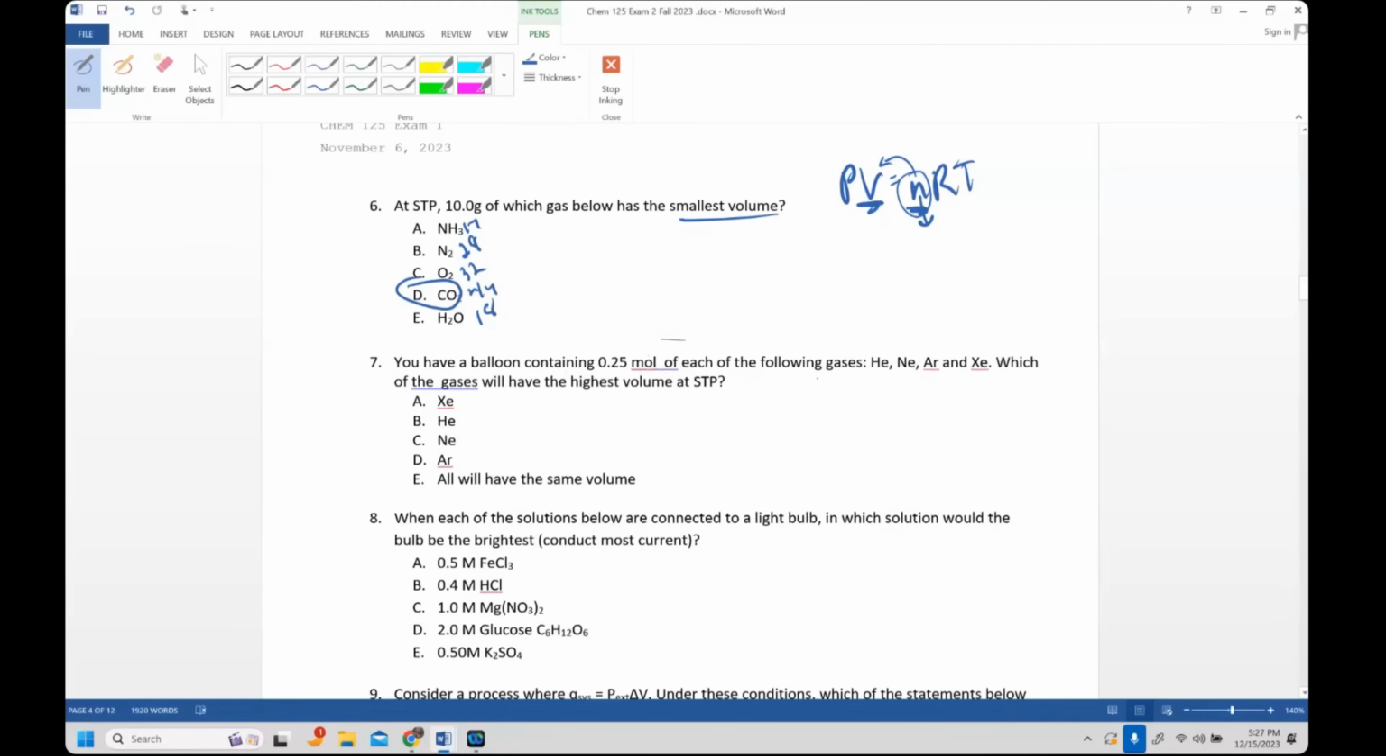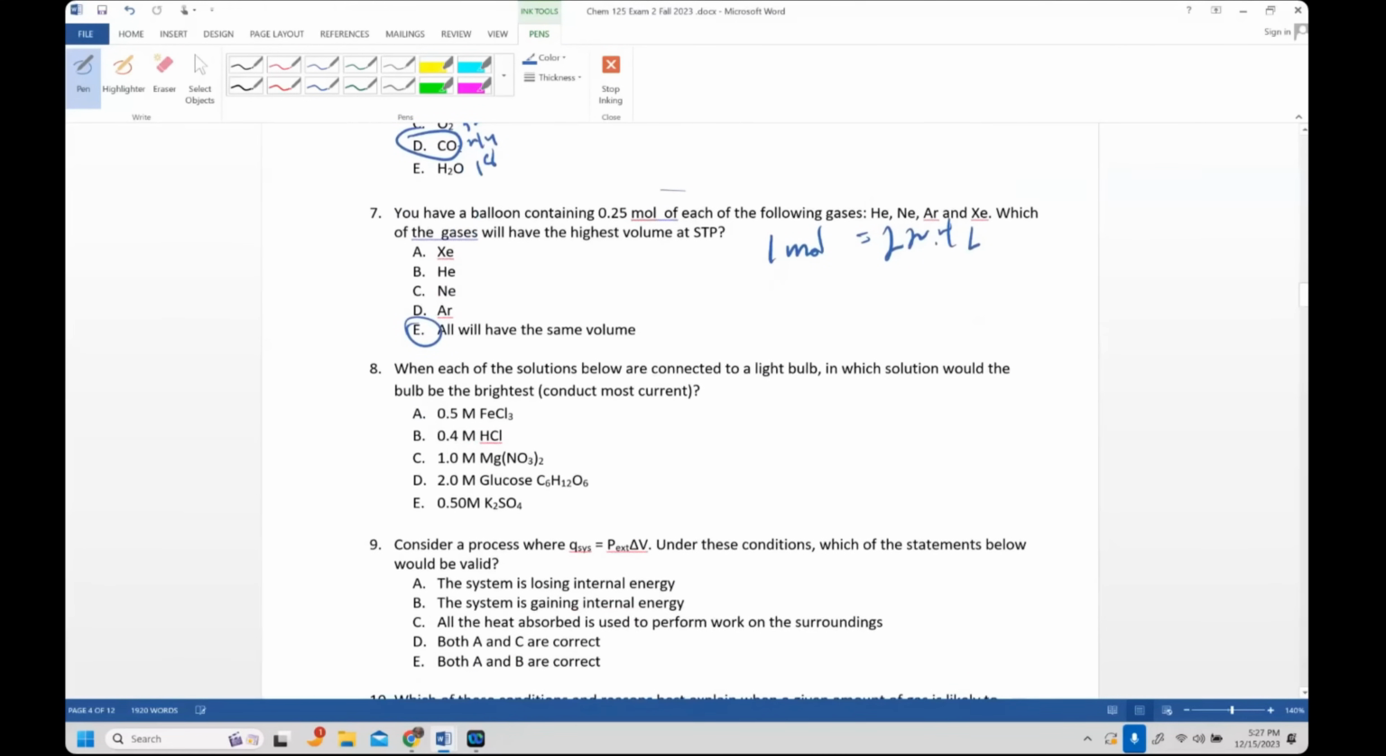Well, what do we know about STP? We know that any gas at STP is going to have a volume per mole. 1 mole is going to be equal to 22.4 liters. So 0.25 moles, doesn't matter what gas it is. If it's at STP, it's going to have the same volume. So we know that all these volumes would be the same because their moles are the same, right? And we don't care about their molar masses because, according to the ideal gas law, the molecular size doesn't matter because the distance between each molecule is so large.